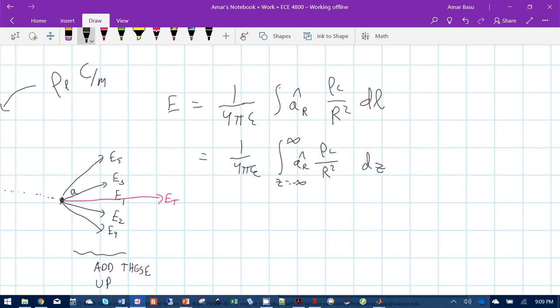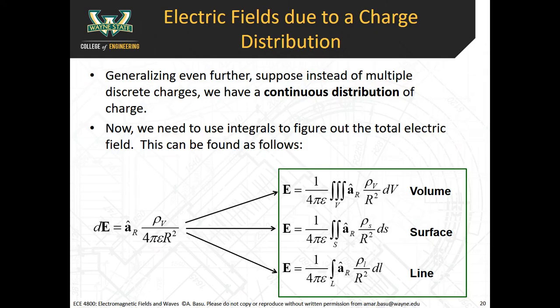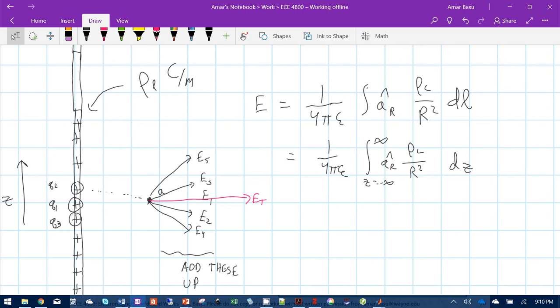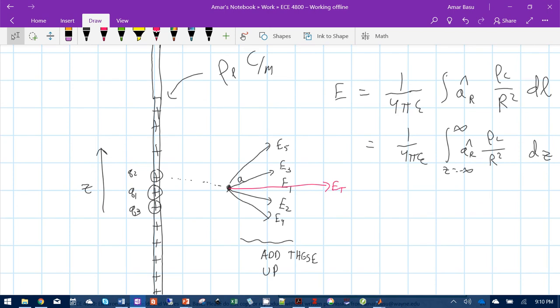Why is dl equal to dz? Good question. When you're integrating in this particular question, you're doing a line integral, right? You have a line of charge, and you have to add up the contributions from each one of those charges along the line. So that's why, this line of charge is along the z-axis. We have to add up the contributions of each one of these charges, Q1, Q2, Q3, along the z-axis. So we're going to be integrating along that axis.